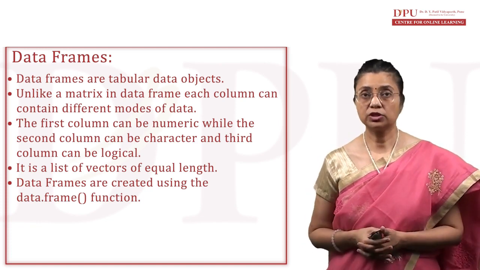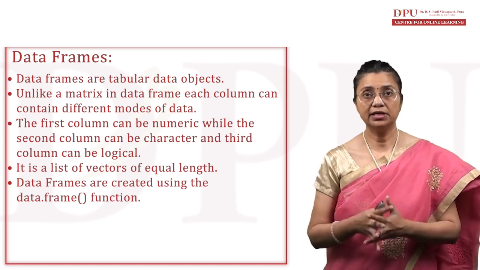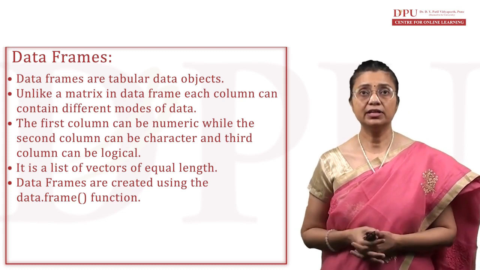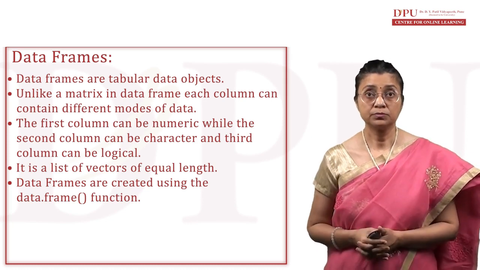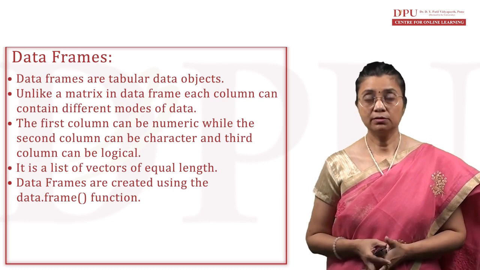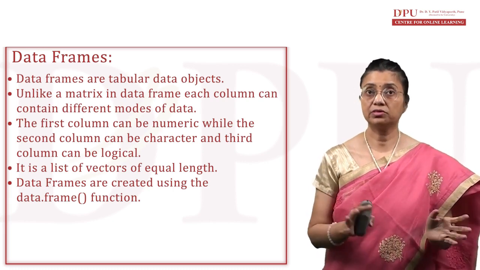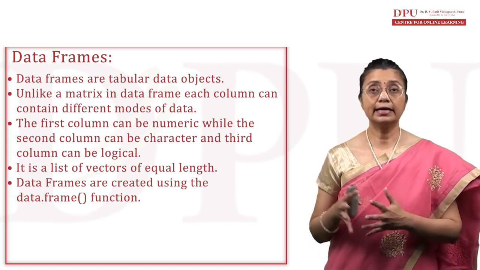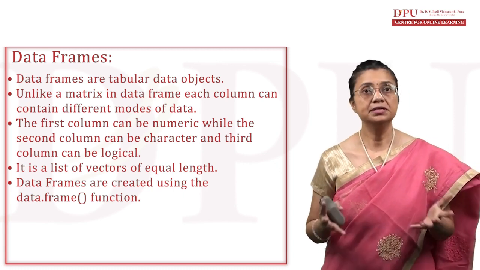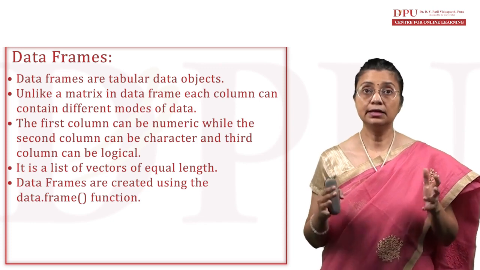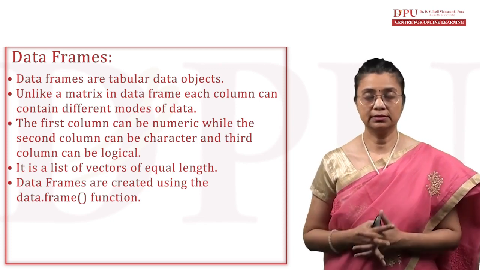So in matrix, there was a limitation that similar kind of data is available. But here, when it comes to data frames, every column can have a different type of data. So the first column can be numeric, while the second can be character, and the third can be logical. Like that, I can have different types of data in different columns if I'm using the data frame. So basically, it is a list of vectors of equal length.